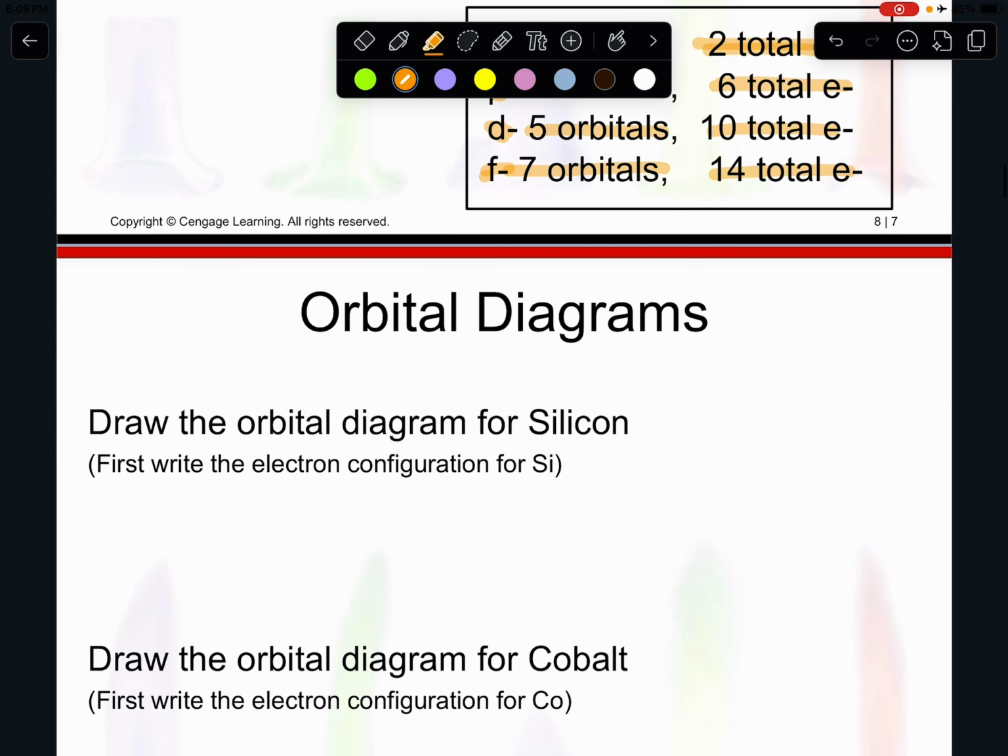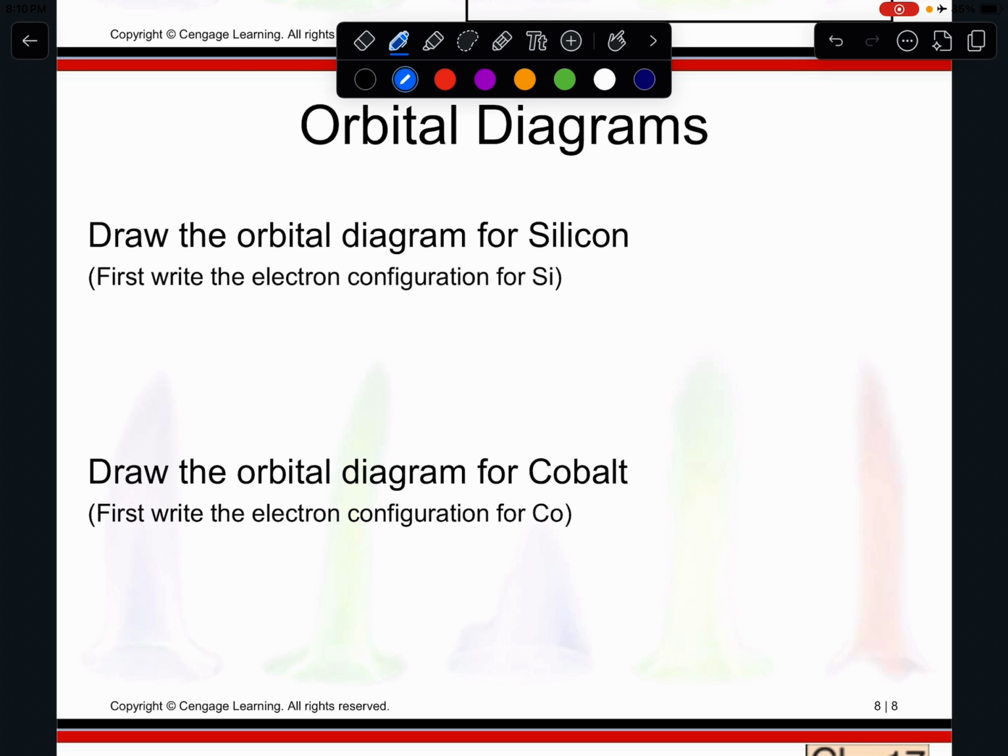So let's go ahead and draw an orbital diagram for silicon. So silicon, why don't you practice here and write the electron configuration for silicon so we can go ahead and utilize this. It's not necessary for orbital diagrams, but it's a good way to start practicing. So 1s2, 2s2, 2p6, 3s2, 3p2. Now we're going to go ahead and transfer that to an orbital diagram.